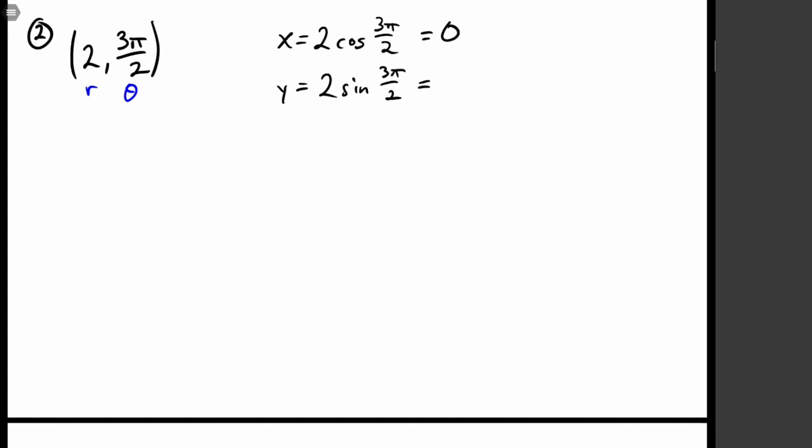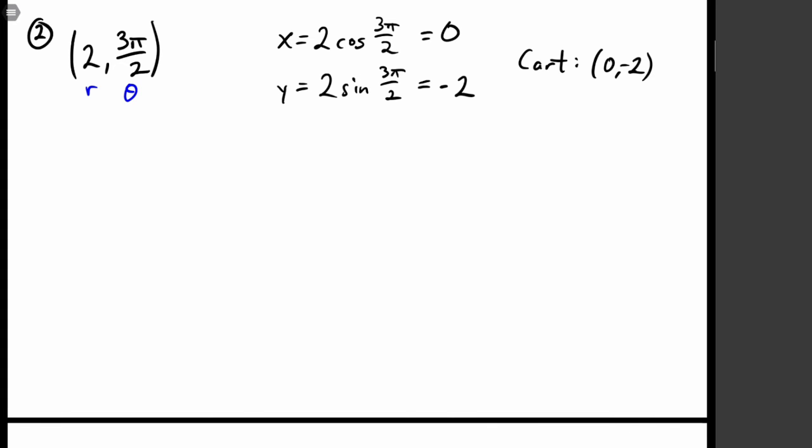Did I do that right? Yeah, I did that right. This will be -2. So that means in Cartesian coordinates, our point is 0, -2.